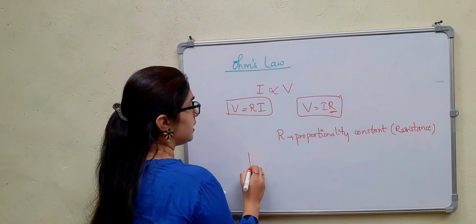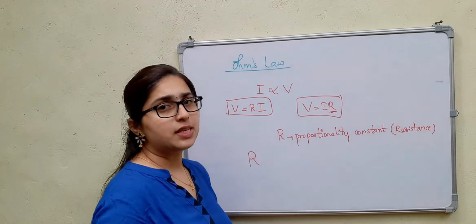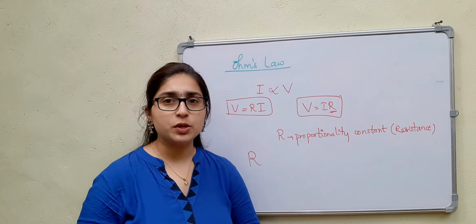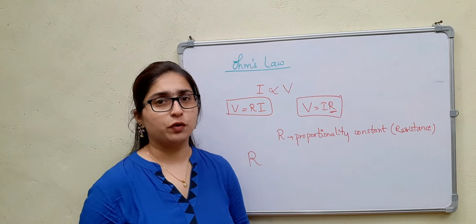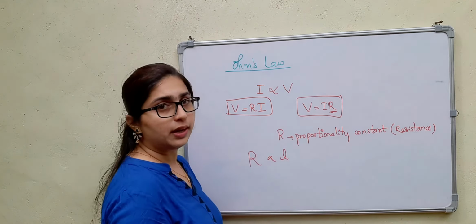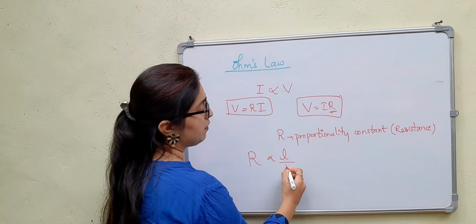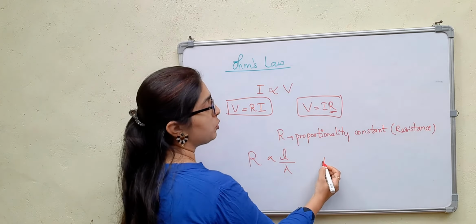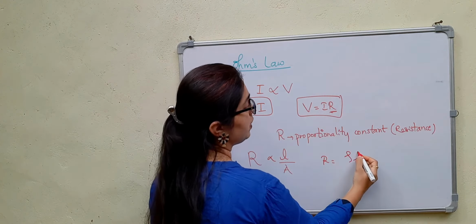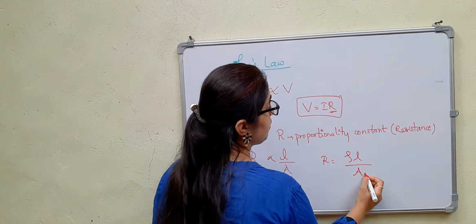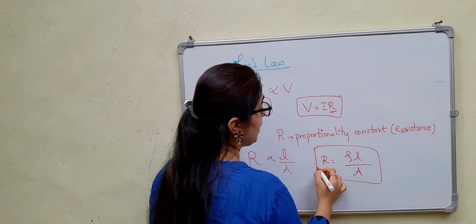Resistance depends upon the physical dimensions. It depends upon the length of the conductor. Also it depends upon the area of cross section of the conductor. You know that resistance is directly proportional to the length of the conductor and inversely proportional to the area of cross section. If I remove the proportionality sign, you get resistivity, which is the proportionality constant.